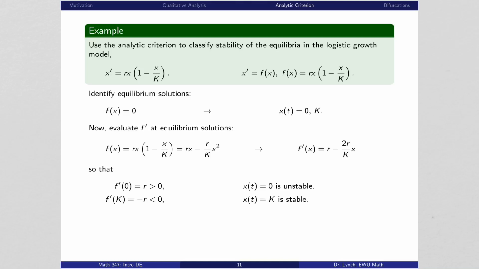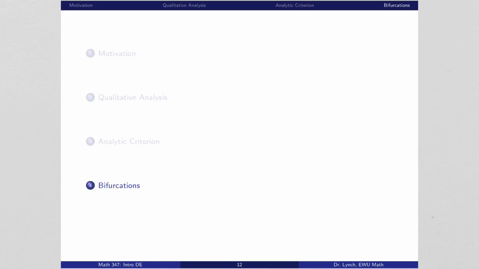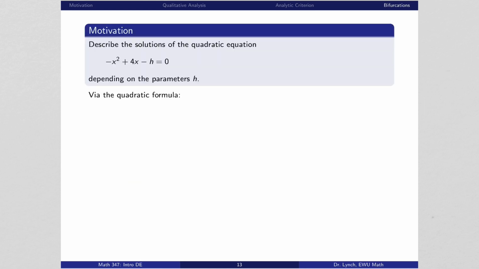It turns out that oftentimes the analytic criterion is a good backup or sometimes a better way to identify stability of an equilibrium solution of an autonomous equation in the case where maybe the phase diagram is more difficult to understand. Okay, the last part of this video is a discussion of bifurcations, and we'll start bifurcations not with a differential equation, but with a discussion of a bifurcation of a quadratic equation or an algebraic equation.